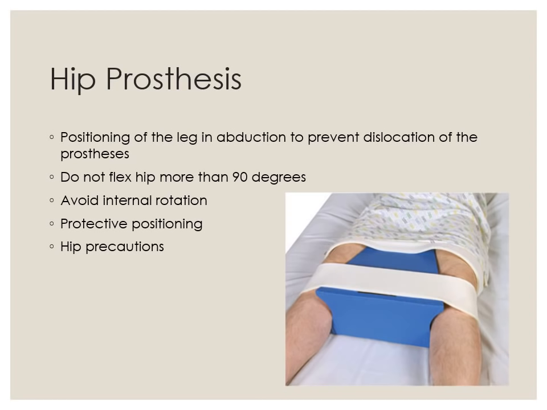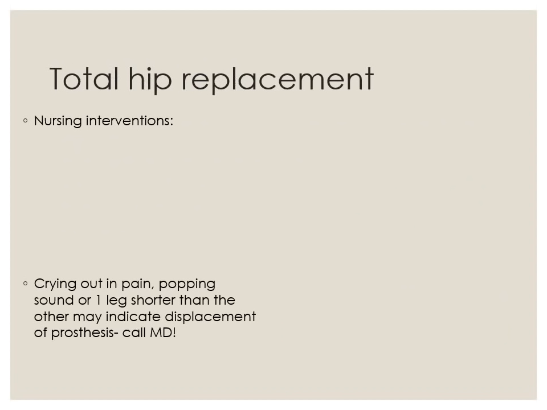So again, we talked about the hip flexion. We don't want them to flex that hip more than 90 degrees. We're going to avoid that internal rotation, no crossing of the legs, and going over hip precautions with our patients. So one of the interventions we do, as you can see here, this is a picture of an abduction pillow. So basically that hip's not to be flexed more than 45 to 60 degrees.